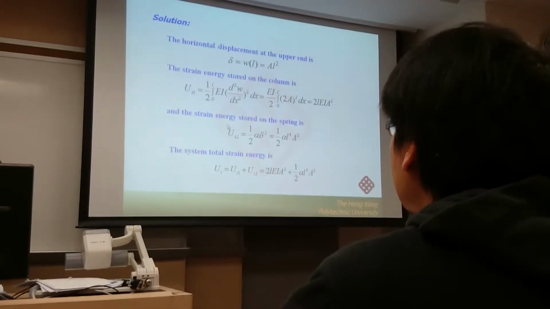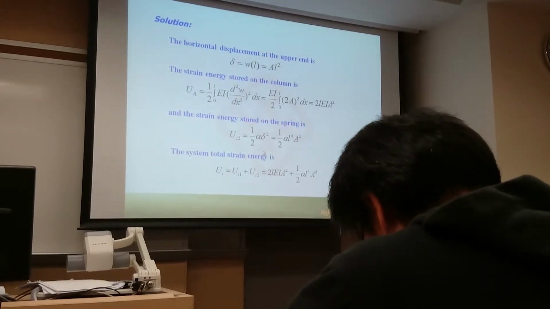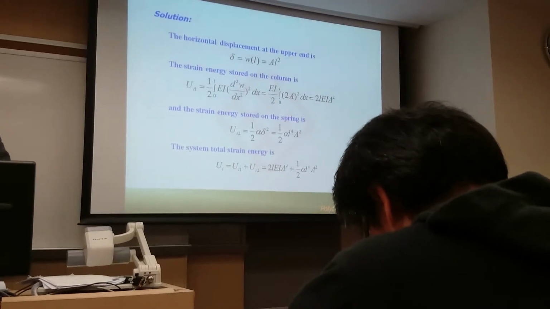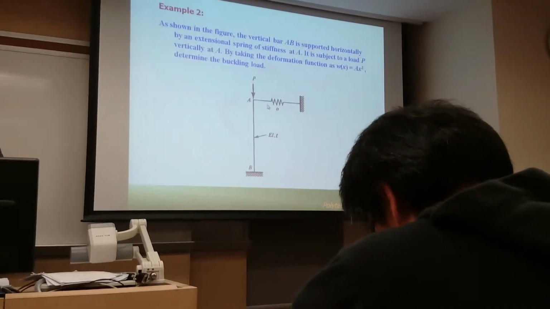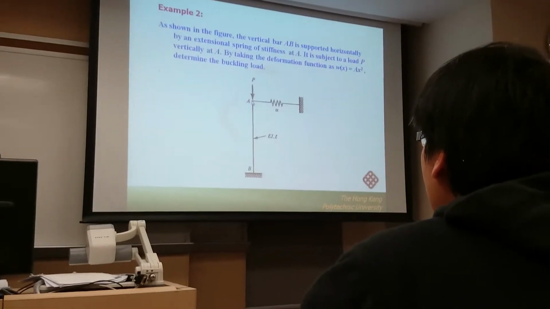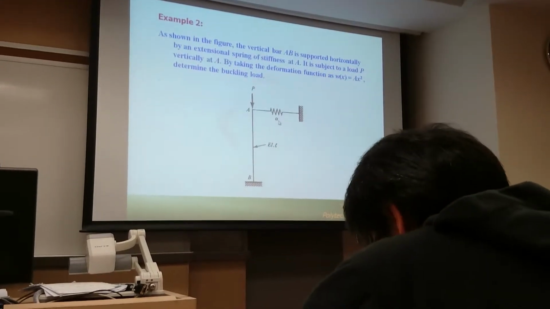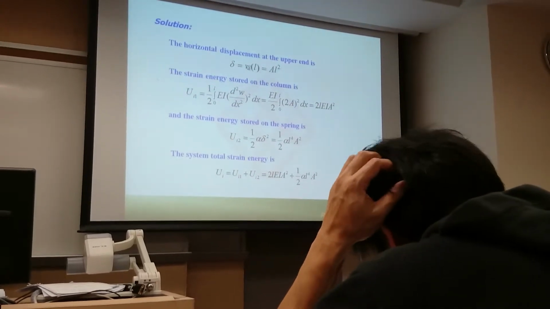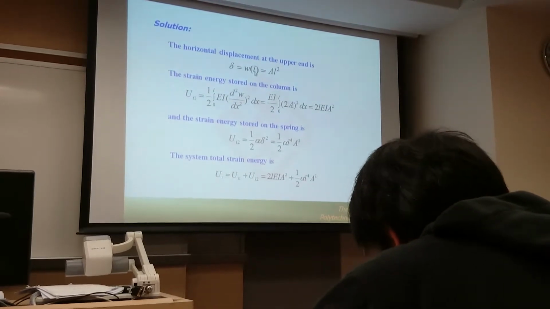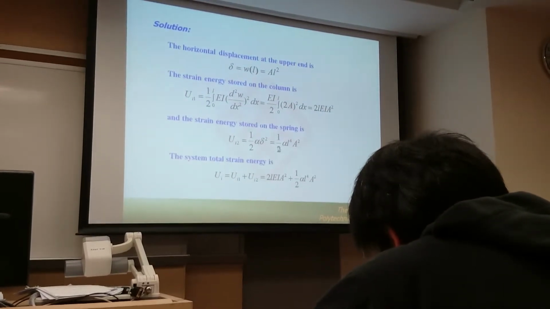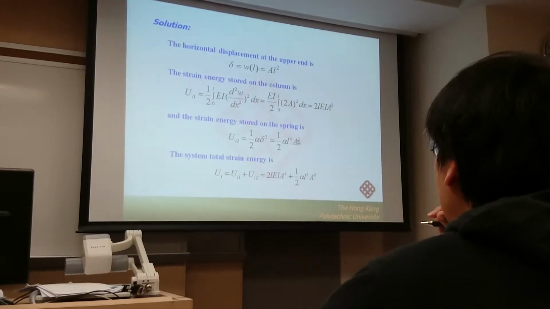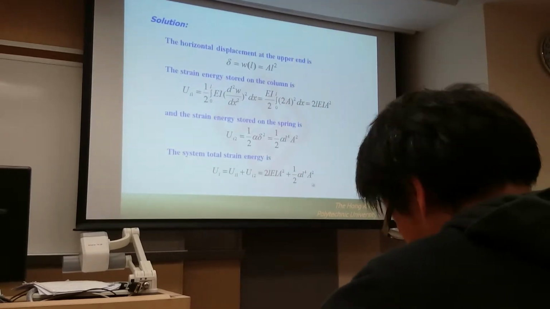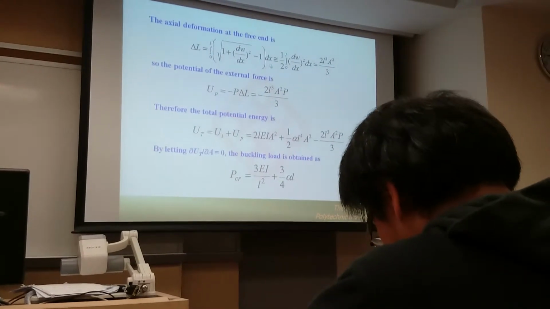And the strain energy for the spring is equal to the stiffness of the spring times the deformation of the spring squared over 2. And the deformation of the spring here is just equal to the deflection at point A. So the deformation of the spring is just equal to W when X is equal to A. So we can also represent the strain energy in terms of alpha. So we have two terms in the strain energy expansion, and this is a standard formula.